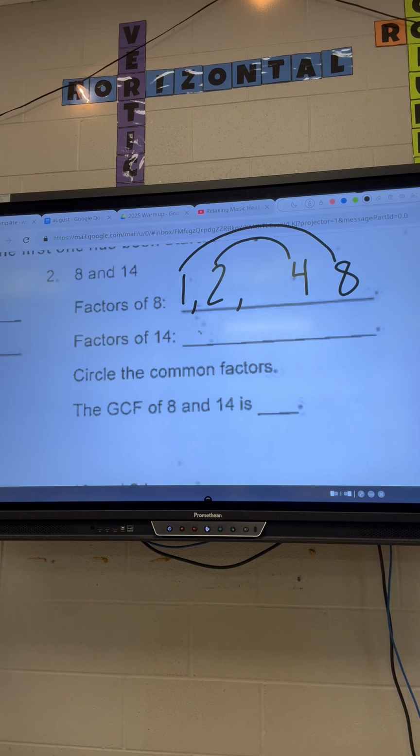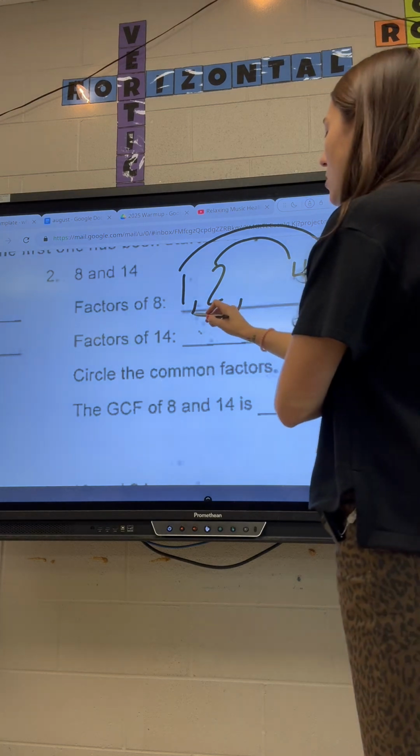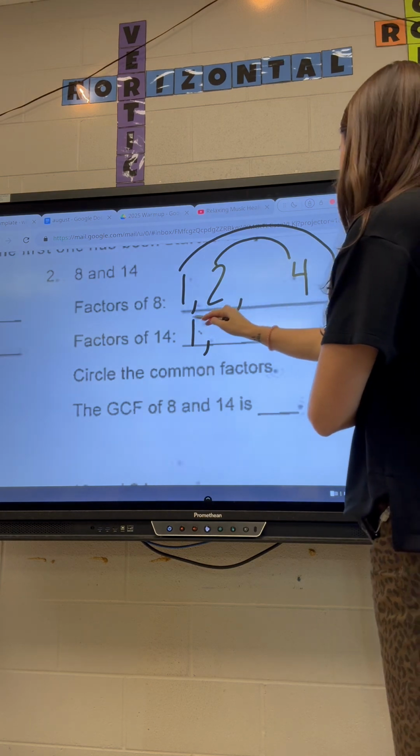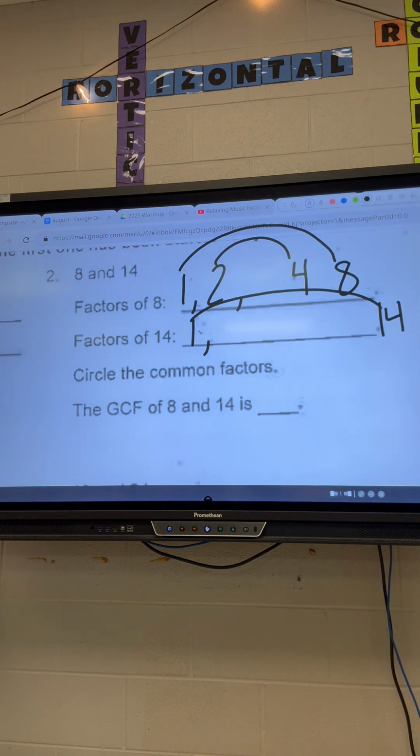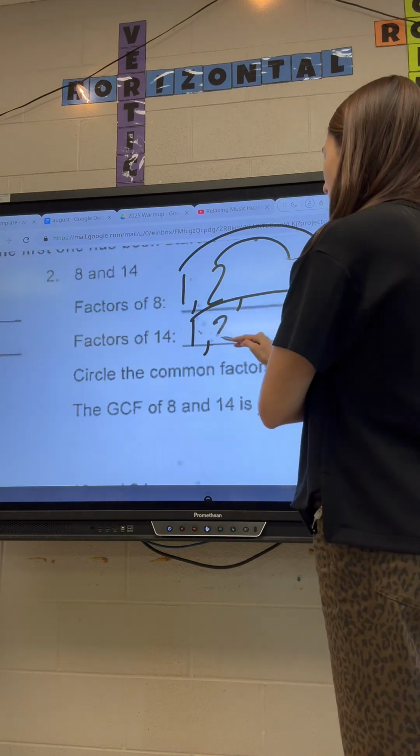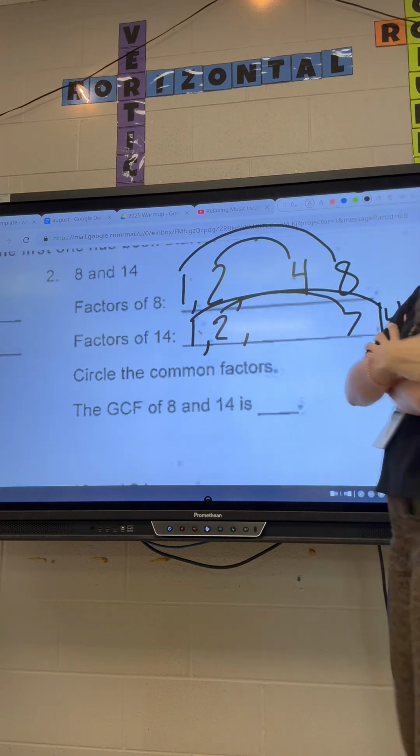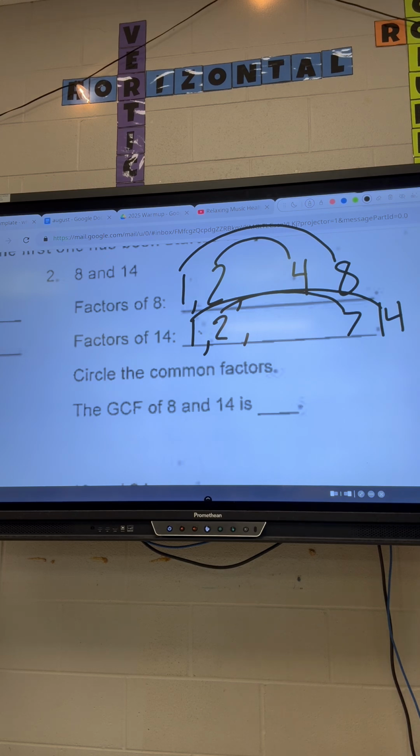Okay. Now, let's look at factors of 14. Silas, give me the first factor of 14. 1 and 14. Great. You can go ahead and connect those. Am I going too fast? Okay. Harris, give me our next set of factors. 2 and 7. Does everybody know where we're getting these numbers from? These are what you multiply to get the answer. Are there any other factors of 14?